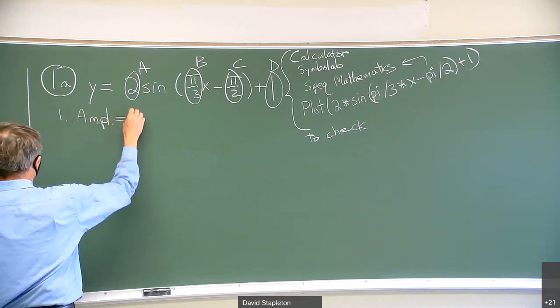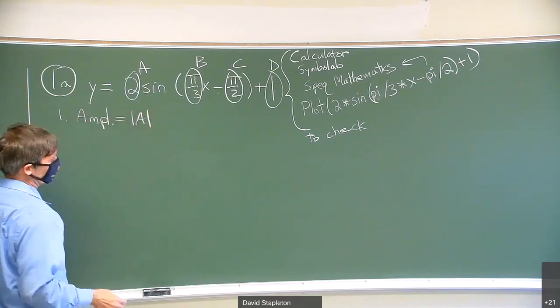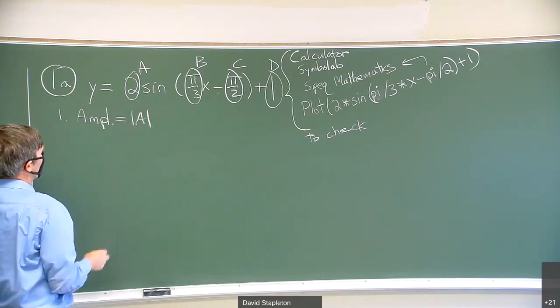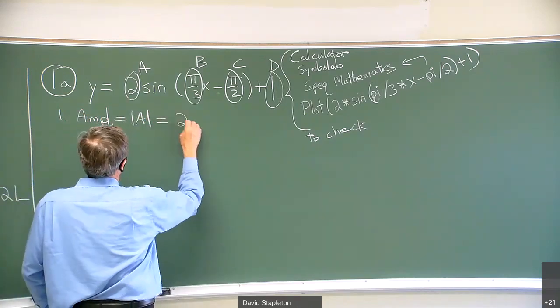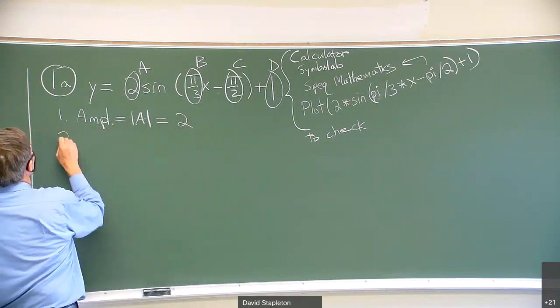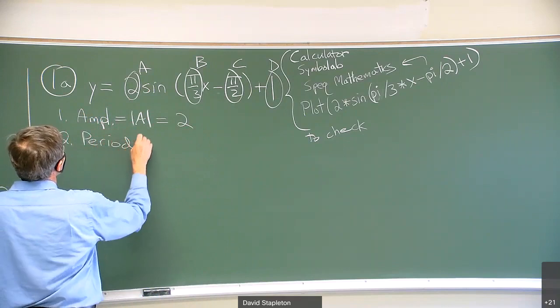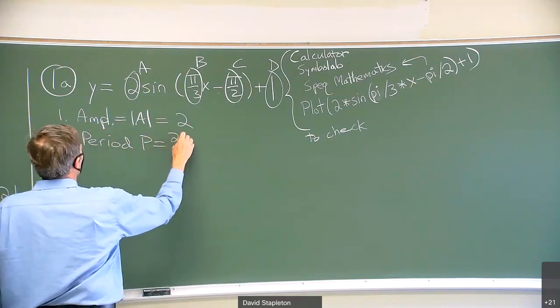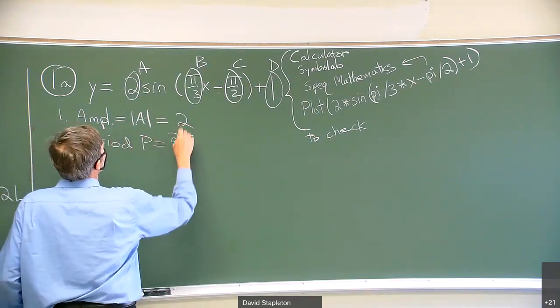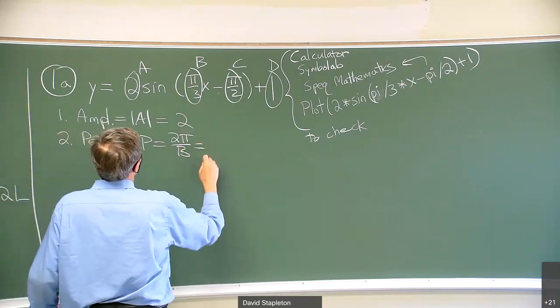The amplitude is always the absolute value of A, not A, the absolute value of A, right? So it's 2 in this case, same as A. You can get the period, P, which is 2 pi over B, where B you just read off.